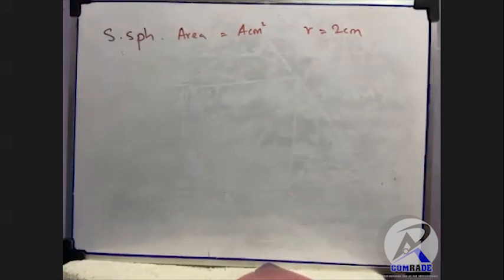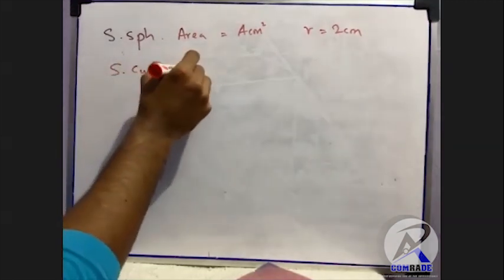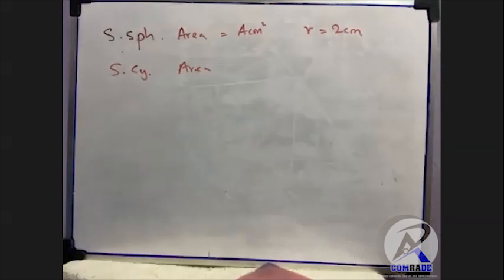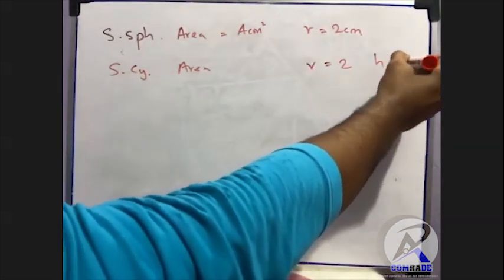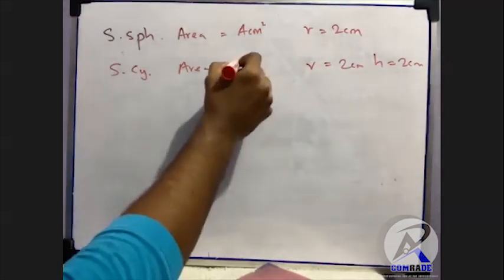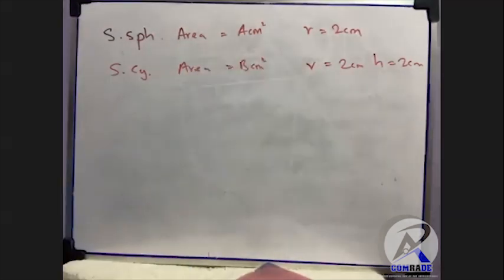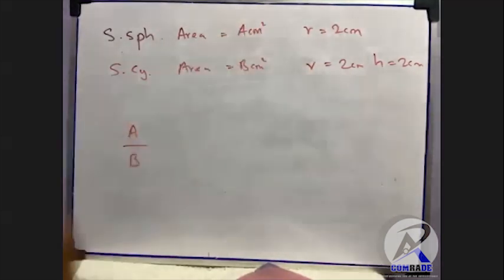And the curved surface area of a solid cylinder of radius and height 2 centimeters is b centimeters squared. Radius and height are 2 centimeters. They ask to find the value of a over b.